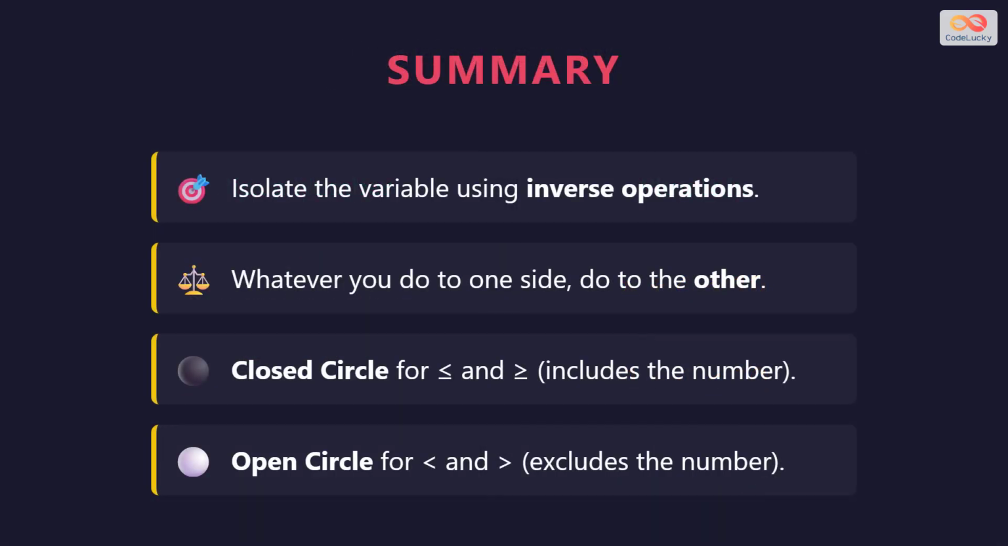To wrap up, remember these key points. Isolate the variable using inverse operations. Whatever you do to one side, you must do to the other. When graphing, use a closed circle for greater than or equal to and less than or equal to. Use an open circle for strictly greater than or less than.